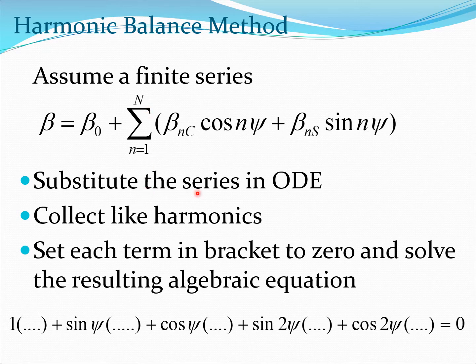And then I substitute this into the differential equation, collect all the like harmonics. So which means I move everything to the left hand side. I take all the coefficients which are constant, all the coefficients which are sine psi dependent, which are cosine psi dependent, which are sine 2 psi dependent, cos 2 psi dependent, and so on. Okay, I have truncated it here, but you can go into sine 3 psi, cos 3 psi, and so on. Then set each term in this bracket to 0 and solve the resulting equations which you get. Those will give you the values of the beta 0, beta nc, and beta ns.